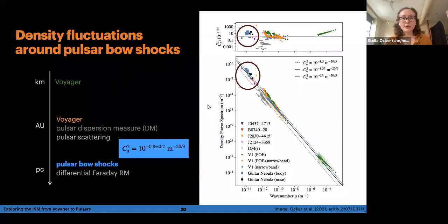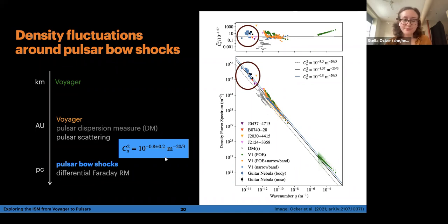And so here I'm again showing you our constraints on the density fluctuation power spectrum using the Guitar Nebula. We also looked at the H alpha bow shocks of 4 other pulsars, which are indicated by these colored triangles. And in all of these cases, we again see values of the turbulence spectral amplitude Cn squared that is very large compared to values of Cn squared that are considered typical for the diffuse warm ionized medium.